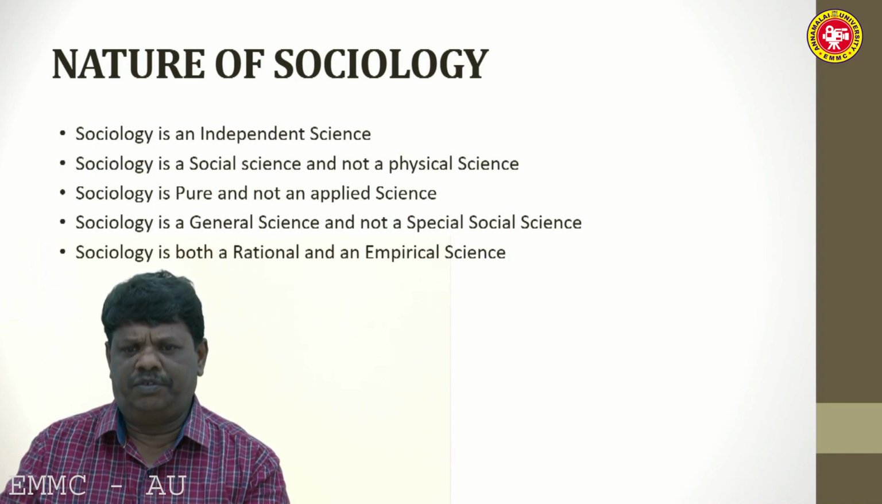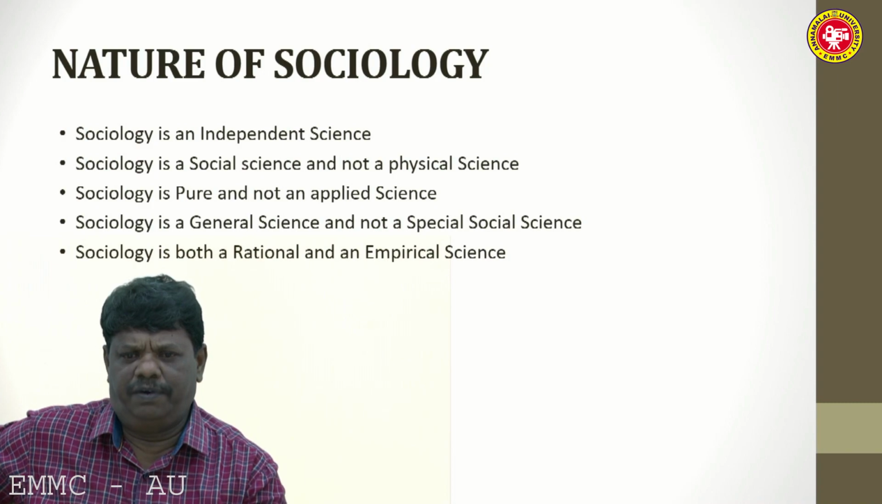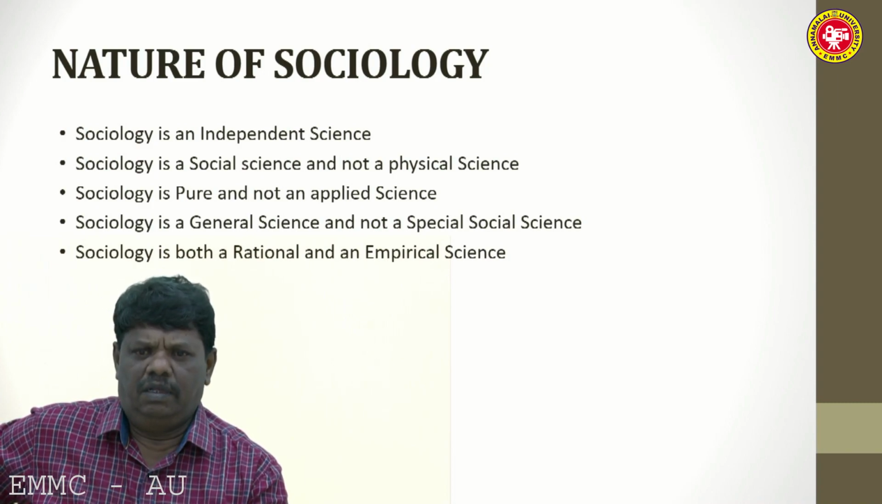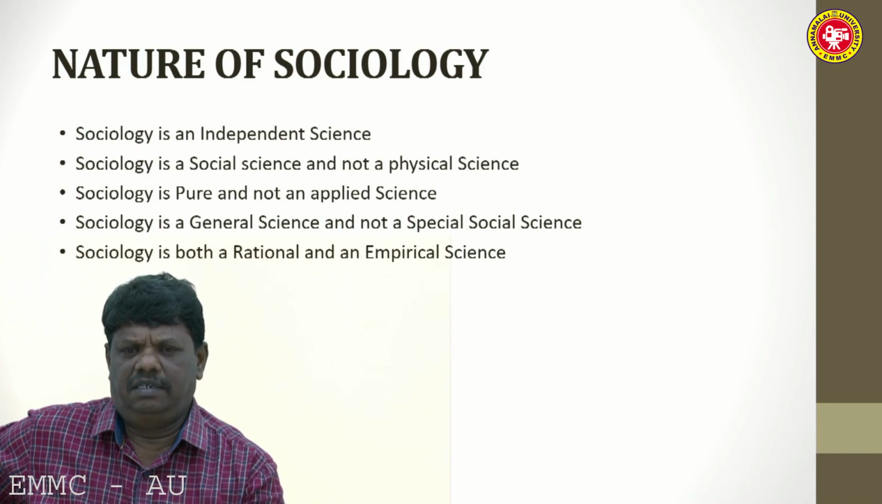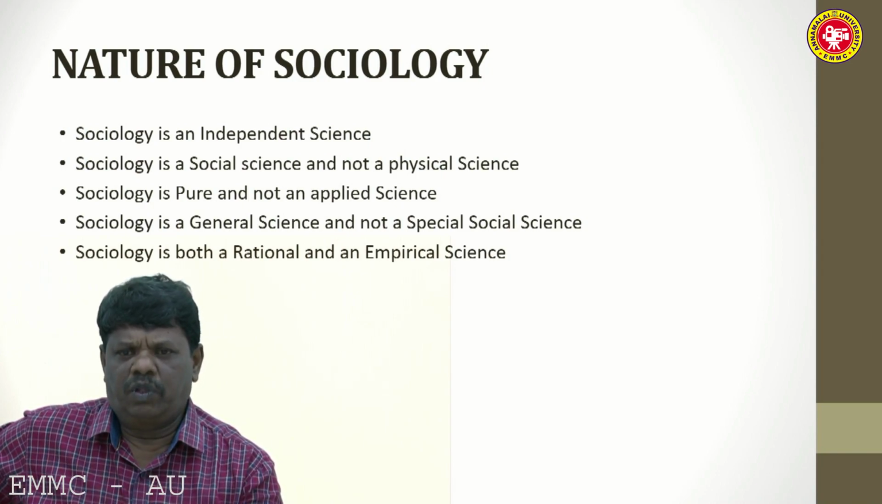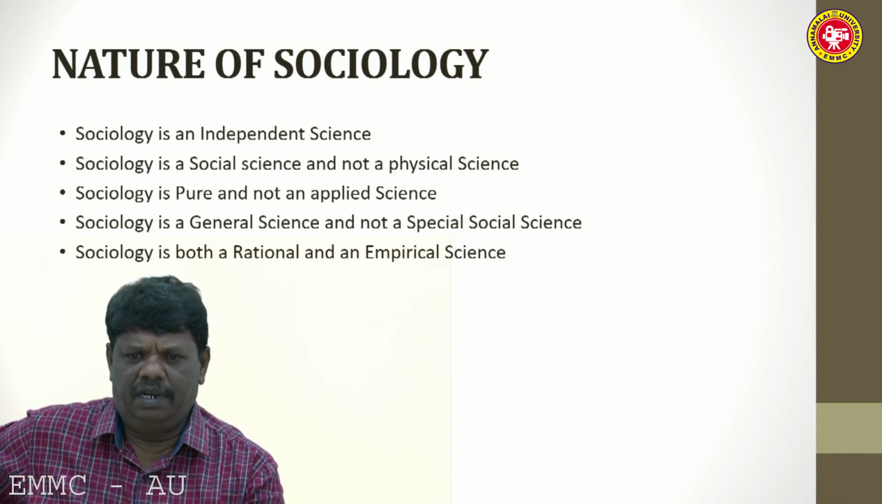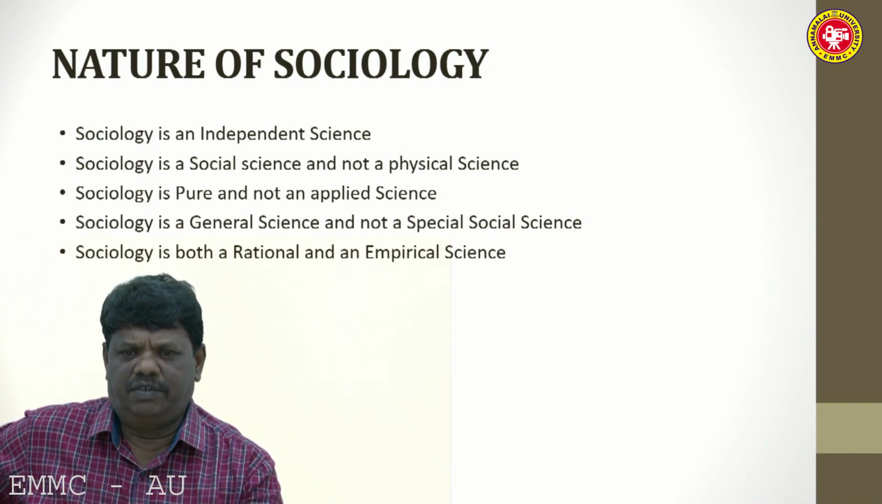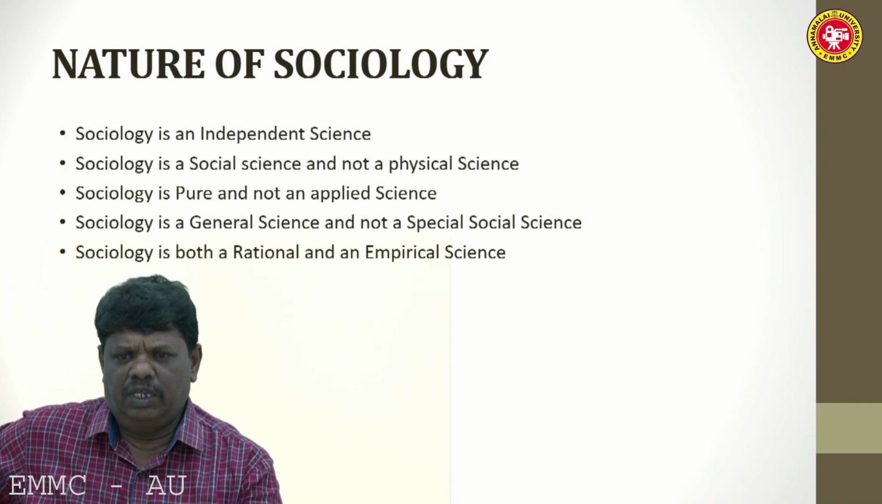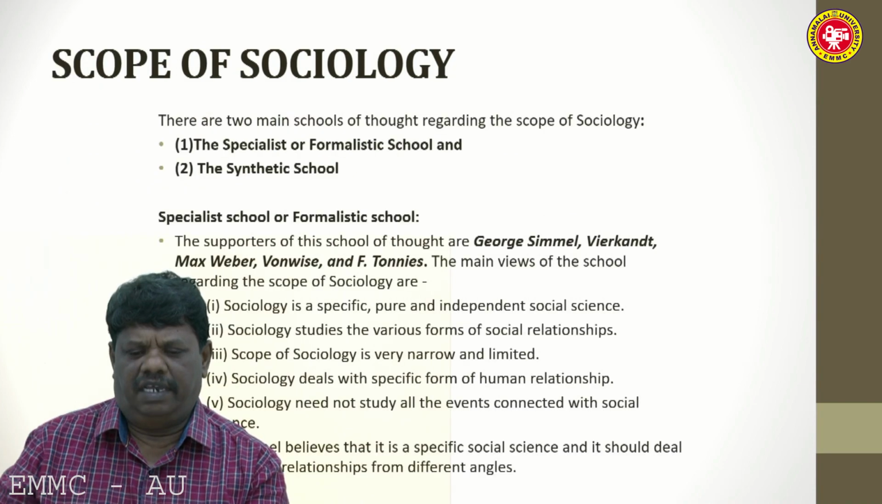The nature and scope of sociology may be considered in different ways. Number 1, sociology is an independent science. Number 2, sociology is a social science and not a physical science. Number 3, sociology is a pure and not an applied science. Number 4, sociology is a general science and not a special social science. The last one, sociology is both a rational and an empirical science.